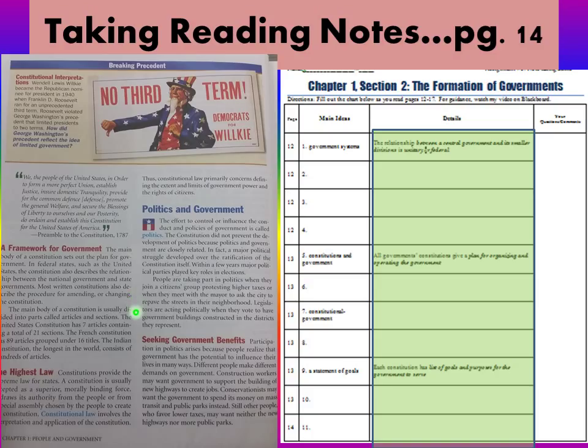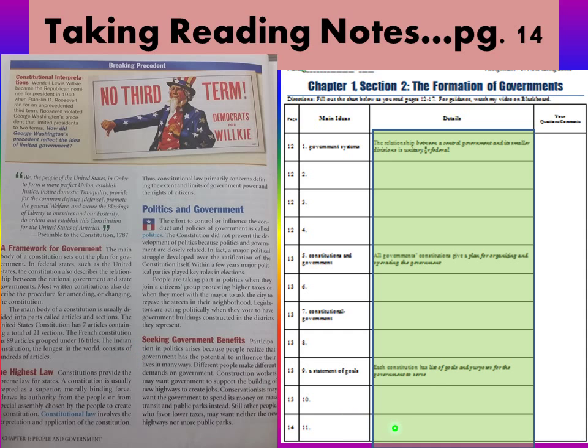The main body of a constitution is usually divided into parts called articles and sections. The United States Constitution has 7 articles containing a total of 21 sections. The French Constitution has 89 articles grouped under 16 titles. The Indian Constitution, the longest in the world, consists of hundreds of articles.